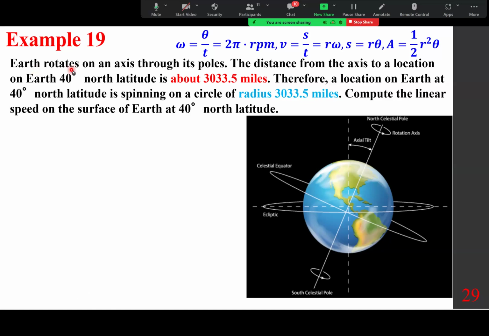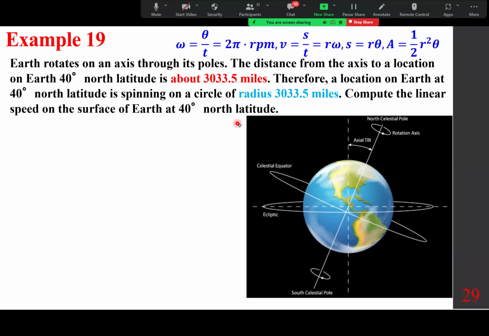Earth rotates on an axis through its pole. The distance from the axis to a location on Earth at 40 degrees north latitude is about 3,033.5 miles. Therefore, a location on Earth at 40 degrees north latitude is spinning on a circle of radius 3,033.5. Compute the linear speed on the surface of Earth at 40 degrees north latitude.